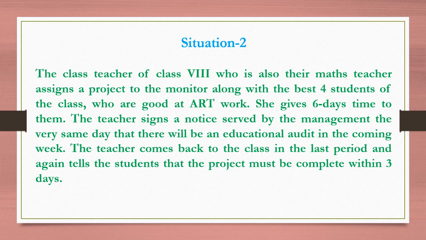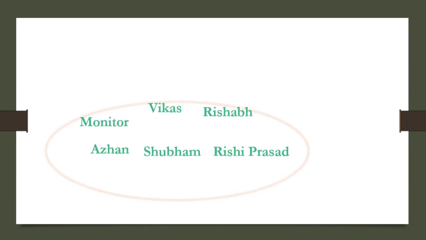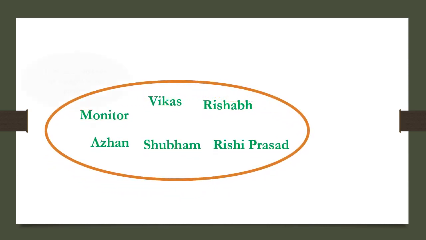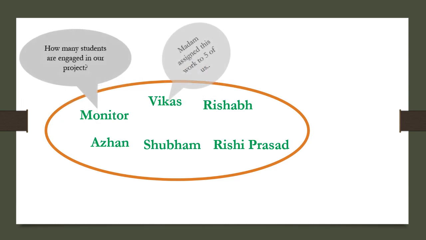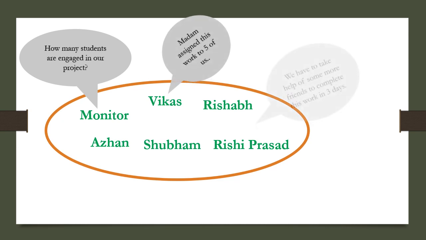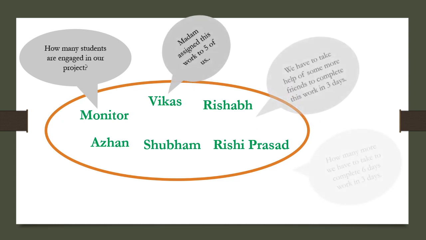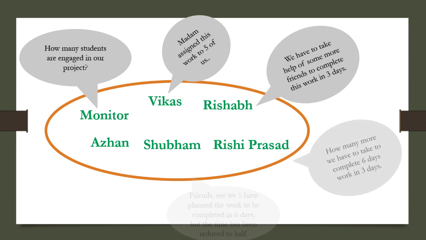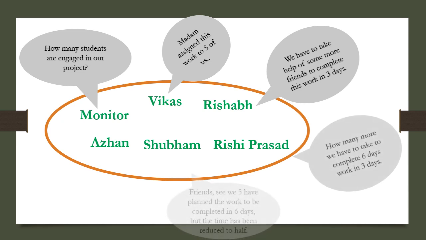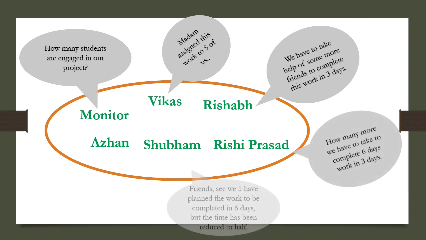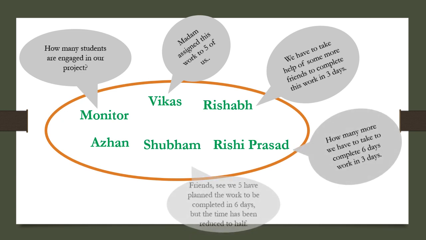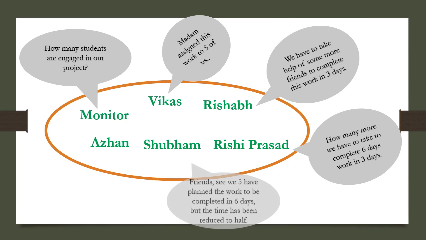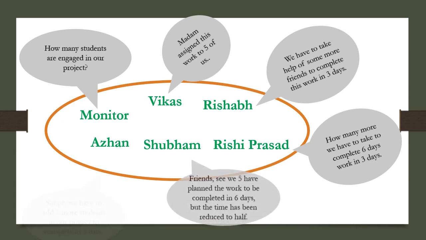So let's see what the children are speaking among themselves. Now see, the monitor has called Vikas, Rishabh, Rishi Prasad, Shubham and Azan. And what they are talking, let's see. Monitor is asking, how many students are engaged in our project? So Vikas says, ma'am has assigned this work to 5 of us. Rishabh says, we have to take help of some more friends to complete this work in 3 days. Ma'am is telling us to complete this work in 3 days, so we need the help of some more friends. Rishi Prasad says, how many more do we have to take to complete 6 days work in 3 days?